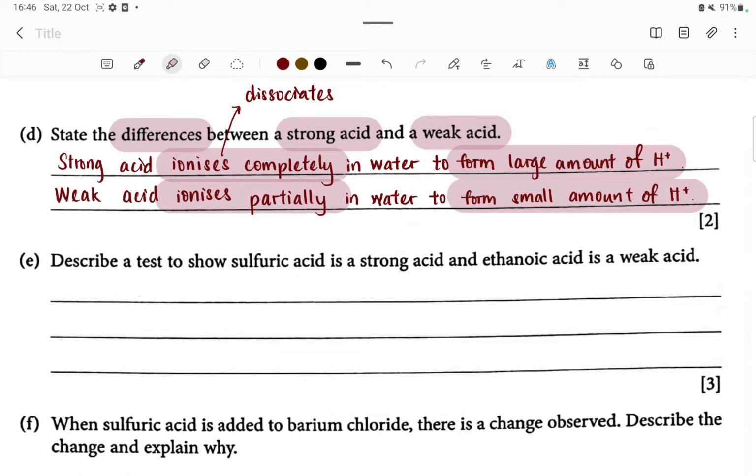E. Describe the test to show sulfuric acid is a strong acid while ethanoic acid is a weak acid. So how can we prove that H2SO4 or sulfuric acid is a strong acid or the other one is a weak acid? So this one, we can use a pH meter. Or we can use universal indicator also.